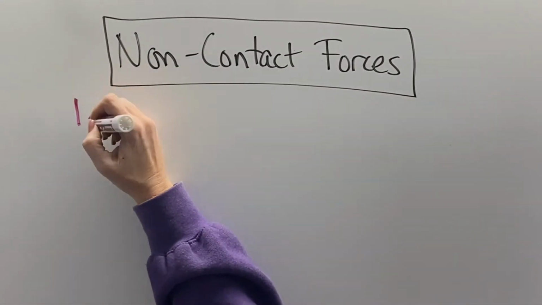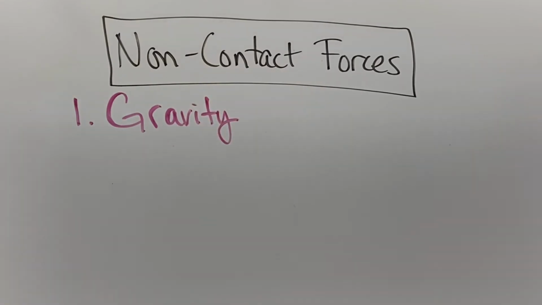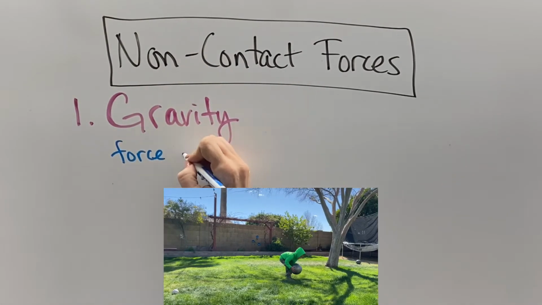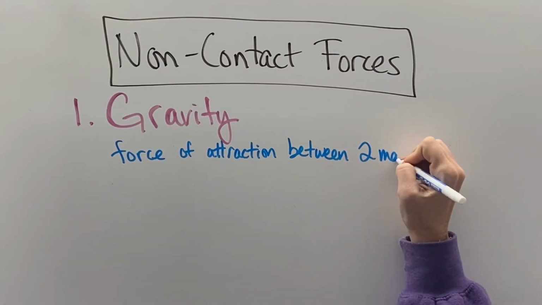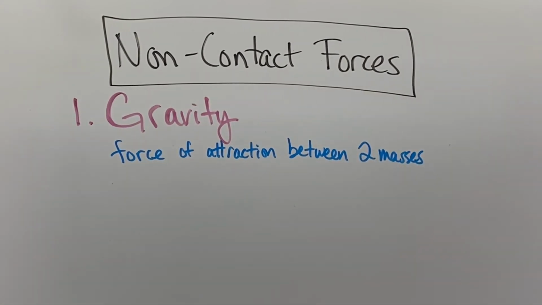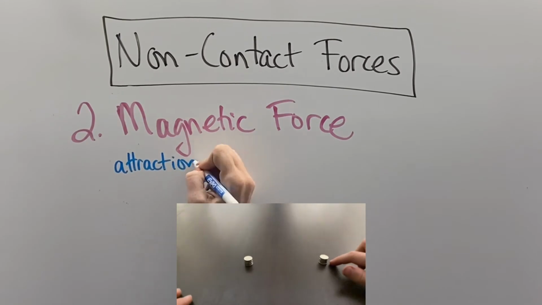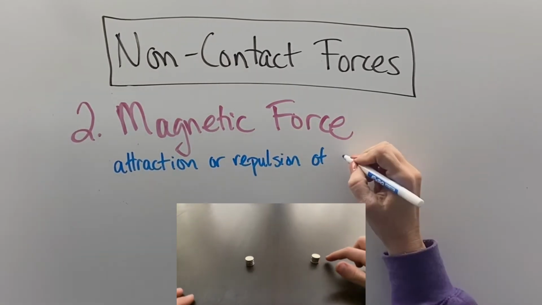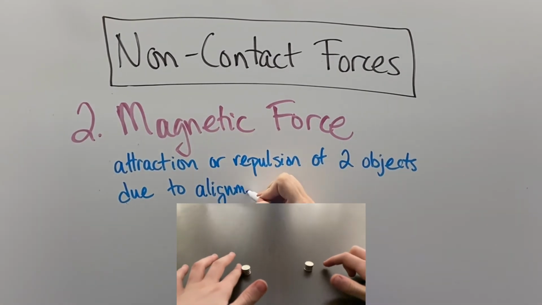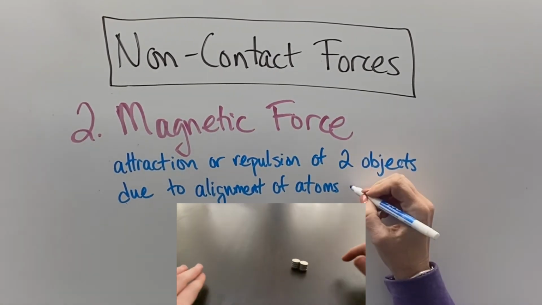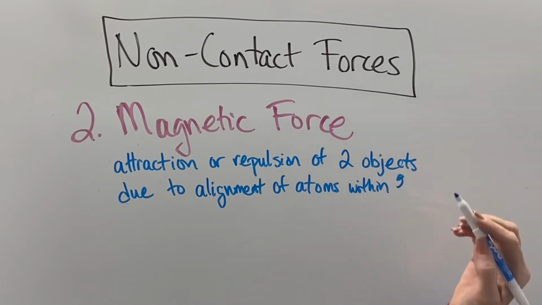For non-contact forces, the first one that we have is gravity. Gravity is the attraction between two masses, and it's what causes things on Earth to fall down and the moon to stay in orbit. The second non-contact force is magnetic force, which is an attraction or repulsion of two objects based on the kind of alignment of their atoms.